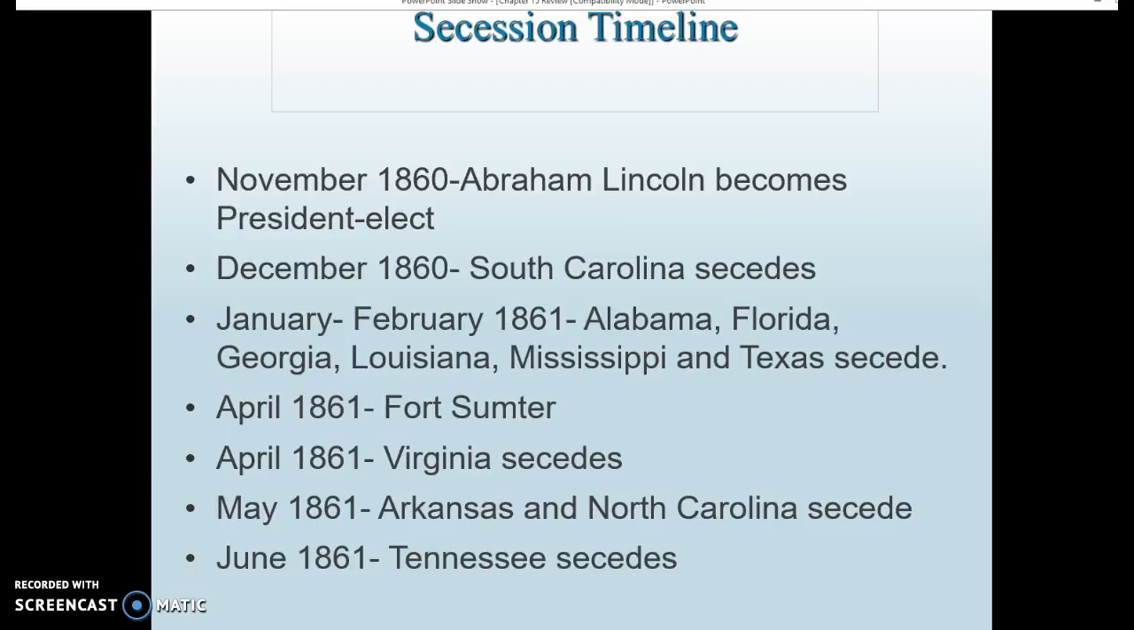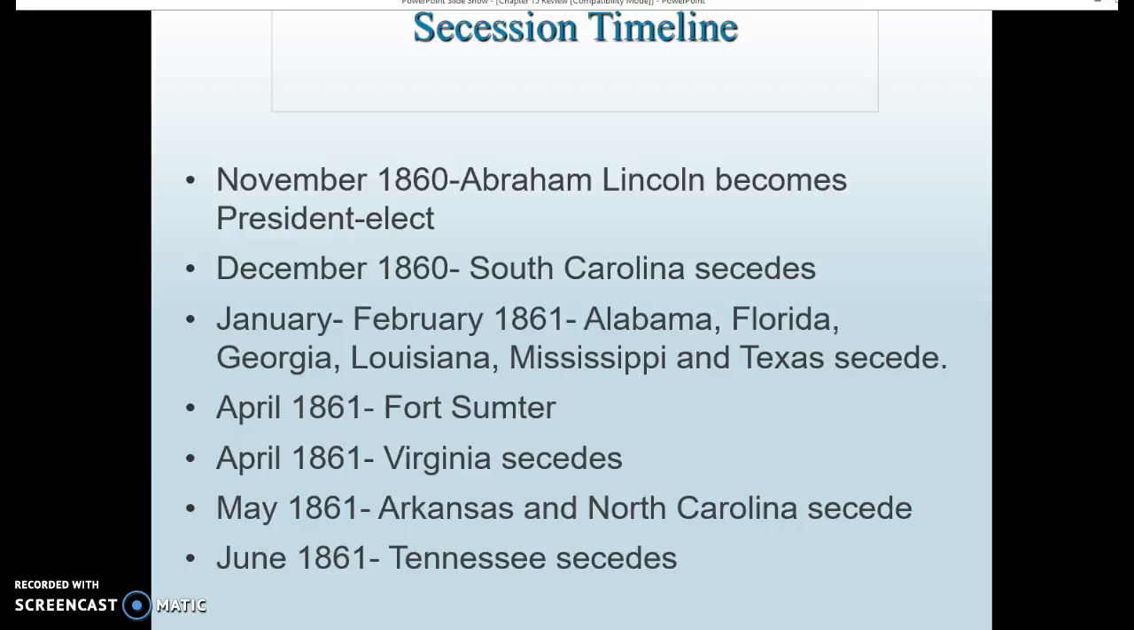January through February of 1861, you've got 6 more states that leave. You've got Alabama, Florida, Georgia, Louisiana, Mississippi, and Texas get together and decide to secede from the Union. That happens January into February. Also in February, you have delegates from all those states except for Texas. They meet and they create the Confederate States of America, and they elect Jefferson Davis as their president.